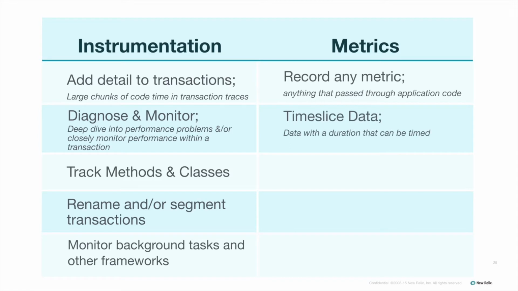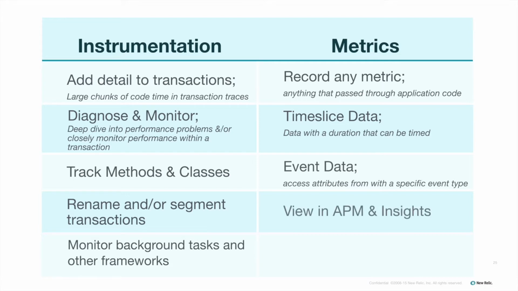Typically, custom metrics are time slice data, or data with a duration that can be timed and is generally used for time series performance data. For example, measuring error rate, bandwidth usage, or garbage collection time. However, you can also use custom metrics to record event-based data. This is useful when you need to filter data based on attribute data associated with a specific event type. For example, individual browser page loads, synthetics monitor runs, or shopping cart checkout transactions. You can view custom metrics in both APM and Insights, and even explore metrics in the Insights Metric Explorer.